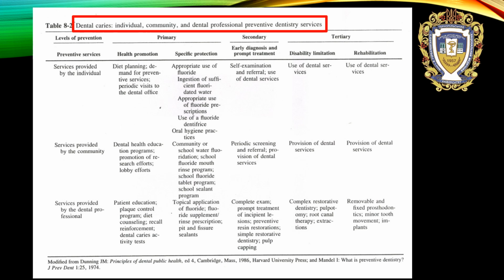And the tertiary level of prevention with services provided by the dental professional. There will be actions aimed at disability limitation: complex restorative dentistry, pulpotomy, root canal therapy, or extraction. And a rehabilitation part: removable and fixed prosthodontics, minor tooth movement, or implants.